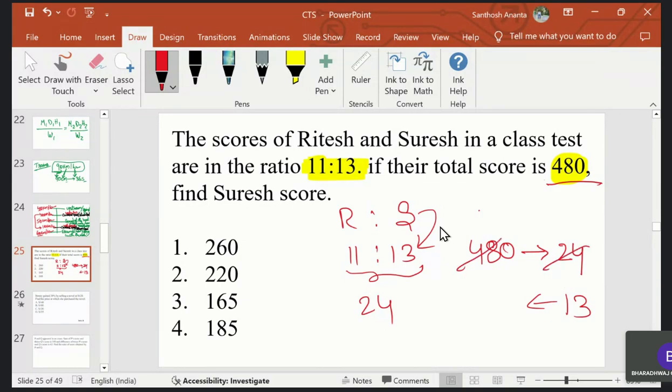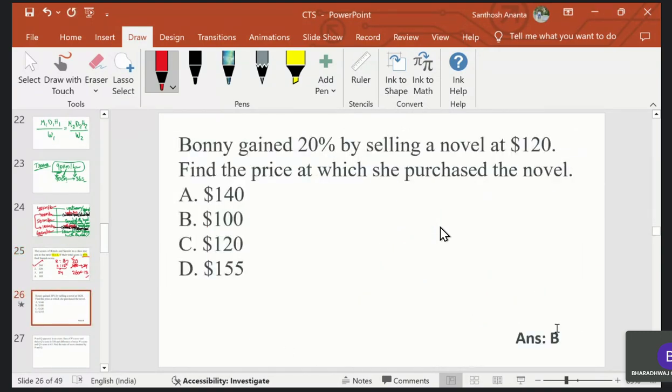24 2s are 48, with a 0 it is 480, so 24 parts is 480, and cancelling gives 20. Now 20 and 13 are in opposite directions, multiply this. 13 2s are 26, with a 0 it is 260. Now the score of Suresh is 260. Clear? Right. Next one. Solve this.